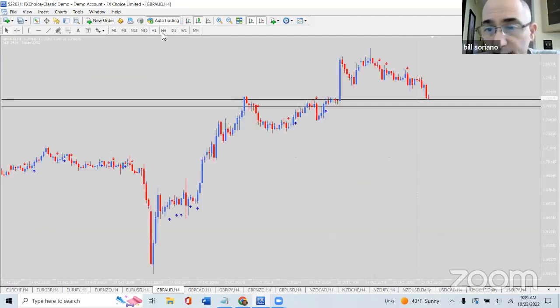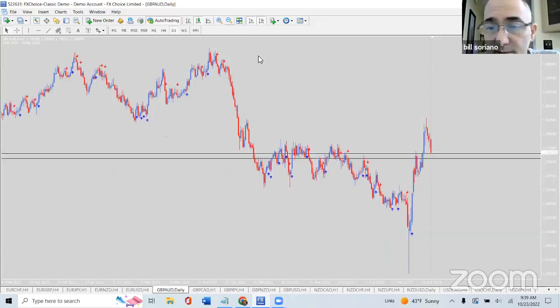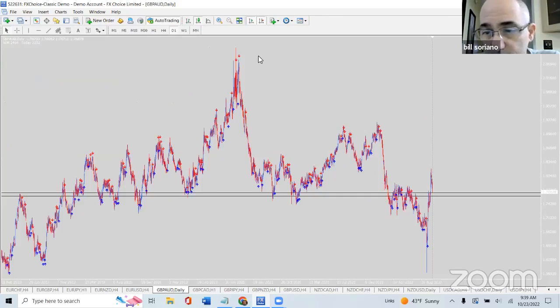Okay, so we look at the 4-hour chart. Again, we are in an uptrend, right? We don't have a break of structure yet. Anything we have on the 4-hour, we're in an uptrend. On the daily, if we scroll out here, what's this look like to you?